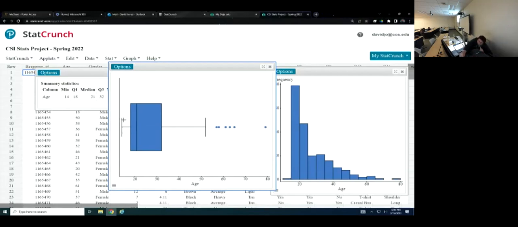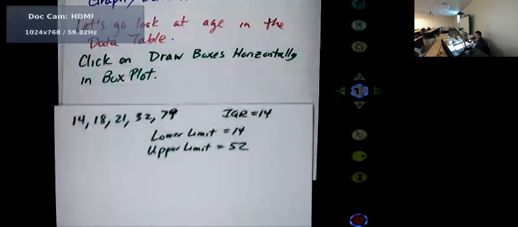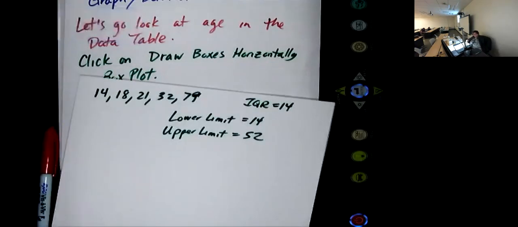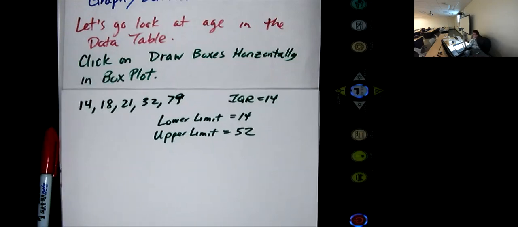Let me click back over. So we had to click on draw boxes horizontally in the box plot. I wrote down the values, we'll do some calculations with them, and we'll be done.